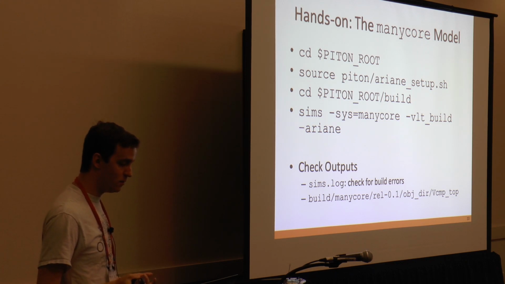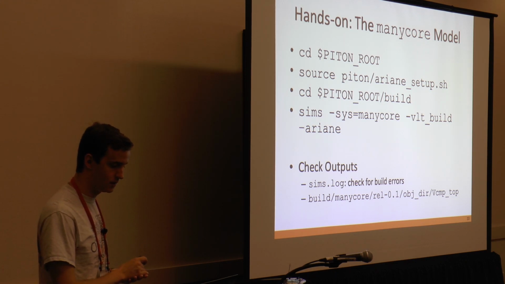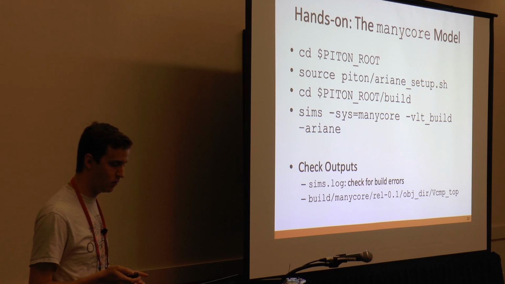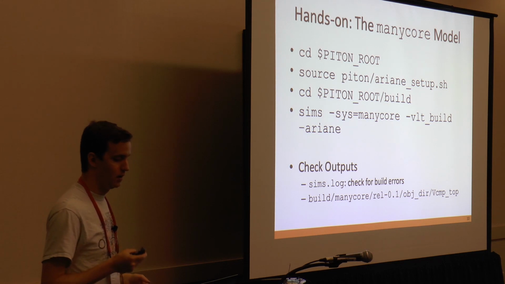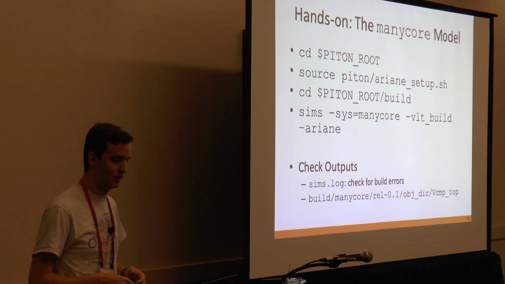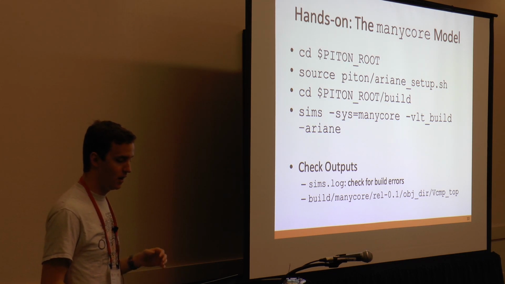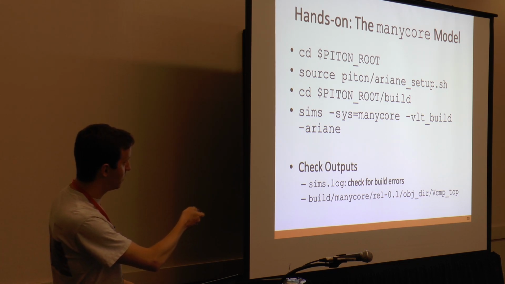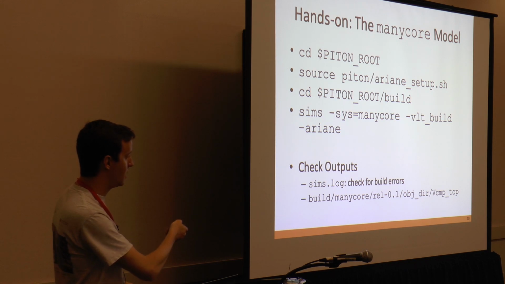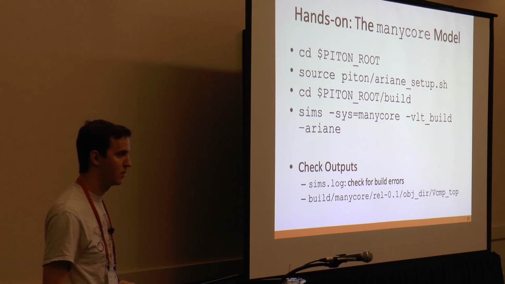So we can do this right now, get our hands dirty, and start building a Manycore model. If you all go to the Piton root directory and have already sourced the Ariane setup.sh, you can move on into your build directory and call sys equals Manycore VLT build Ariane, and that should build a single Ariane core for you.